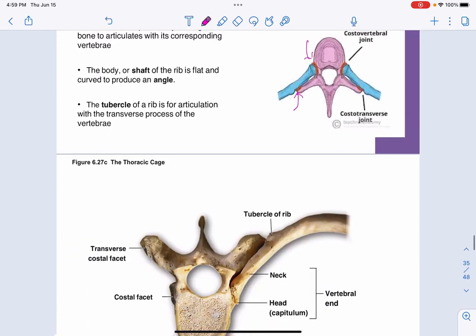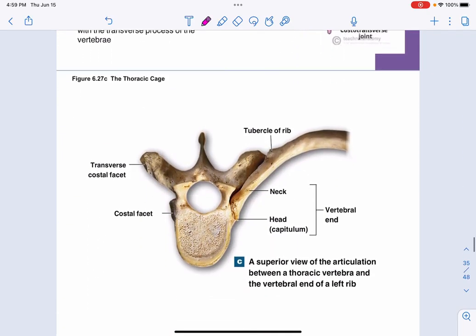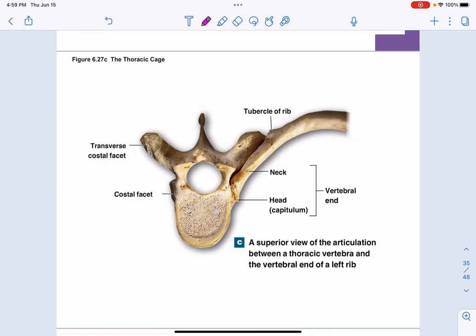Let me show you a better picture. This is actually real bone, so it's a real image from your textbook. Again, you can see the articulation site near the body, and you can see the articulation site near the transverse process. There's a tubercle on the ribs, and that is what is forming that articulation site. And then it really just is the head of the rib that is articulating here with the body.